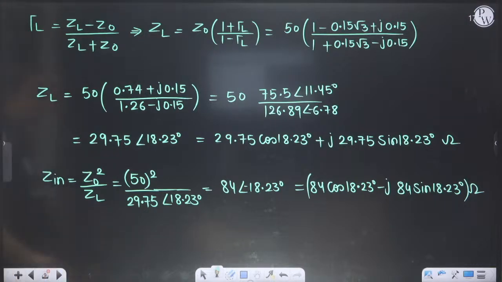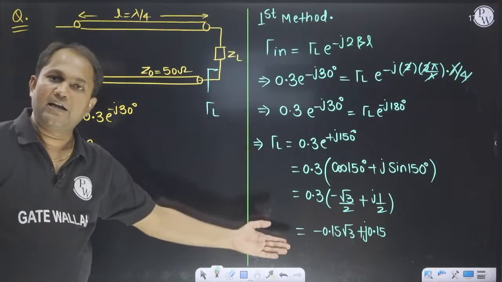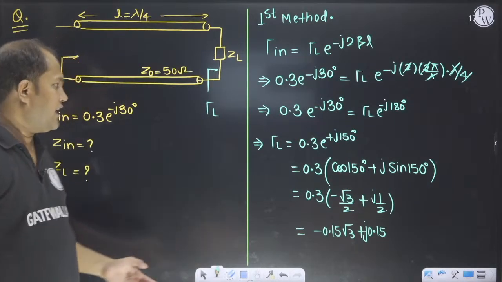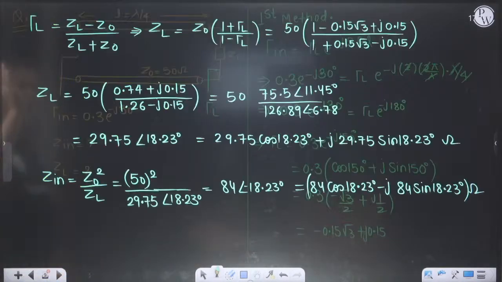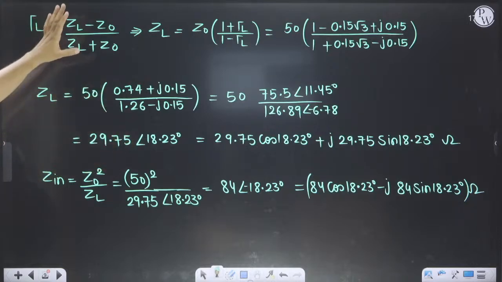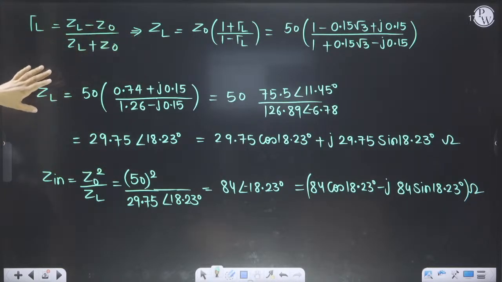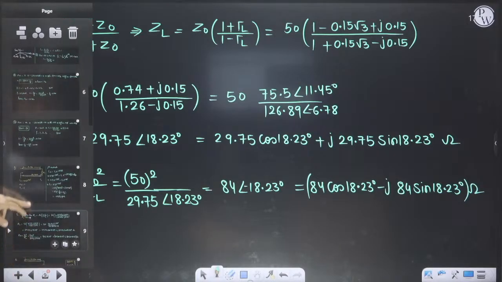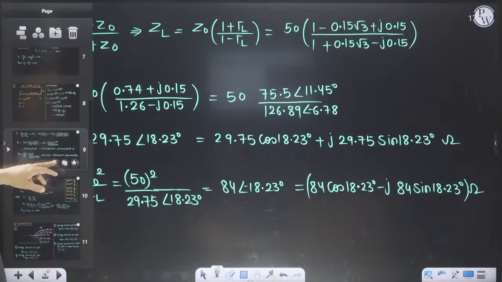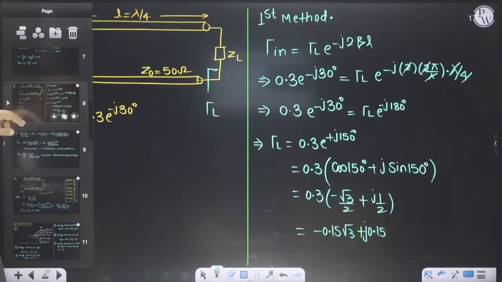You have calculated Zin, but this mathematics is very complex, so we have to calculate only up to gamma L, and after that you have to understand the process. So first of all you calculate ZL by using gamma L, then you have to calculate Zin. Then the second thing is how you will calculate this one.